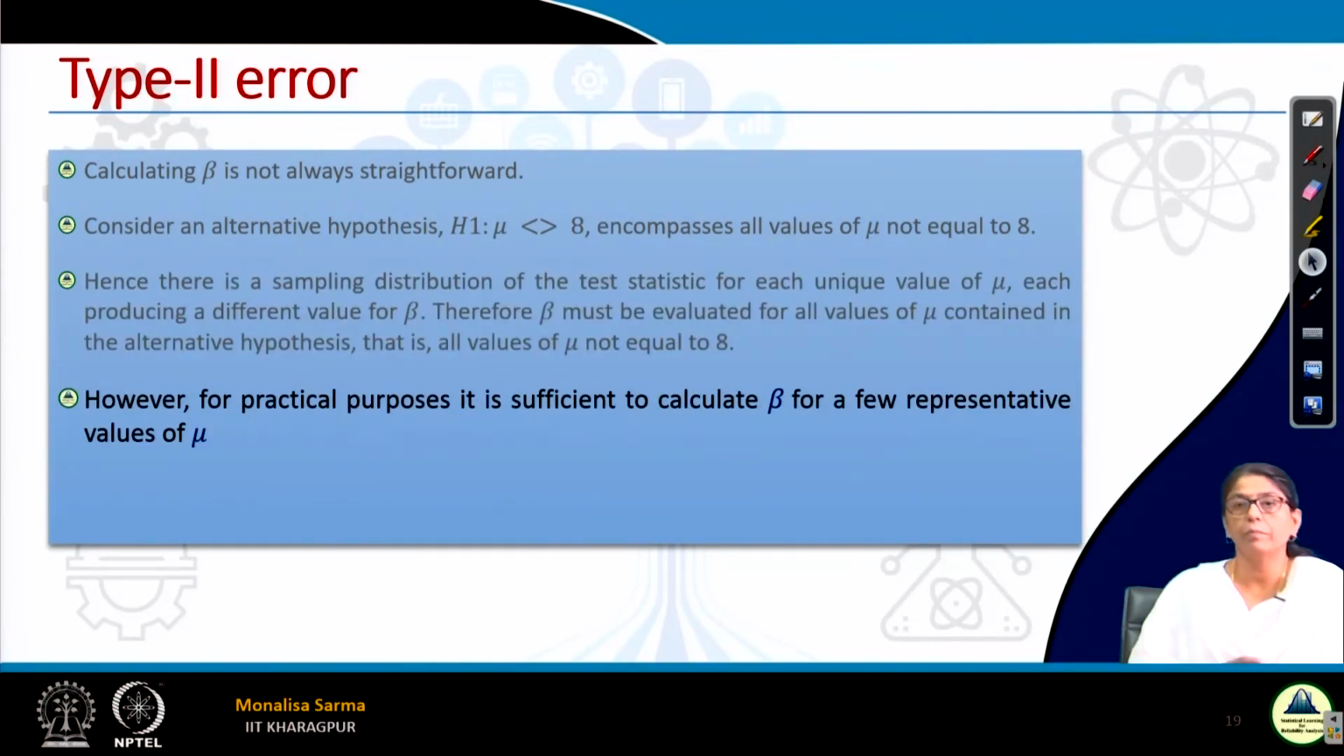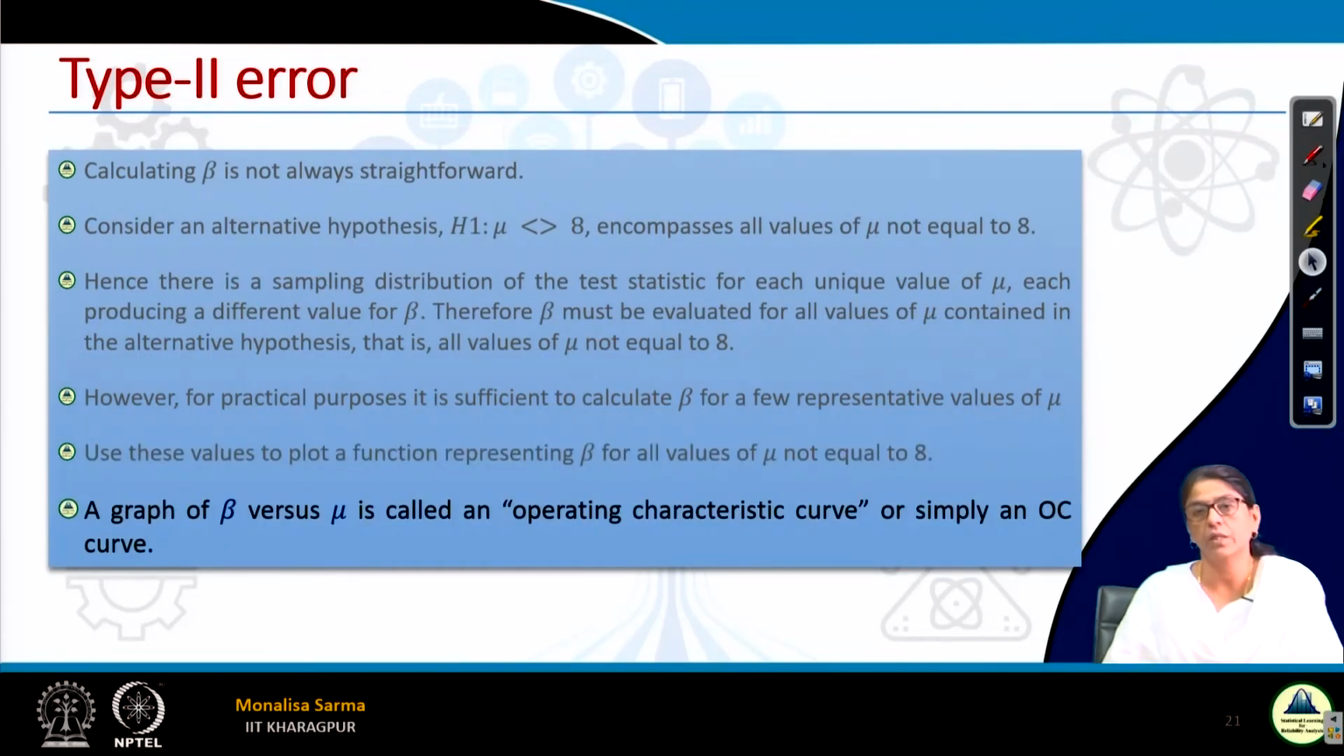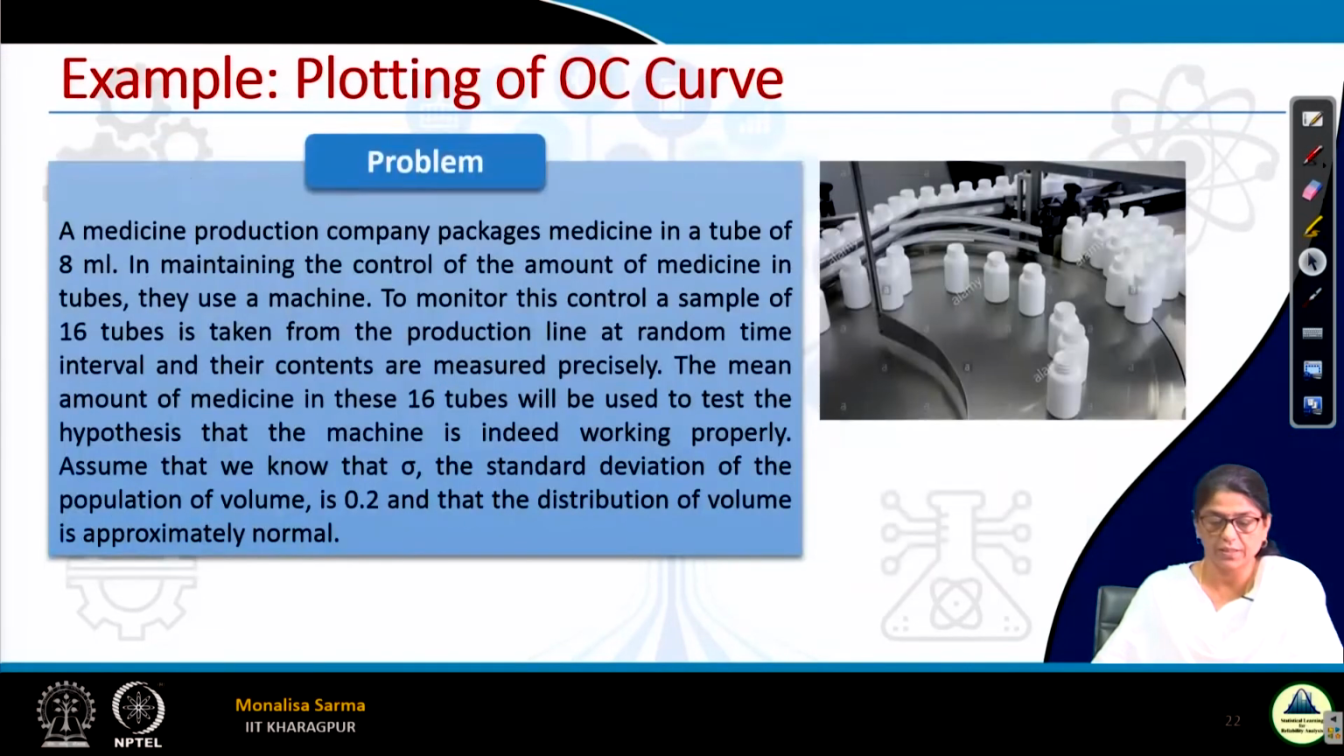However, for practical purposes, it is sufficient to calculate beta for a few representative values of mu. If we take a few representative values of mu, then it is sufficient to find the value of beta. Then for these different values of mu, whatever beta we get, we can plot this, and what we get by plotting is called an operating characteristic curve. So we'll see what an operating characteristic curve is. We have again taken the same example to plot the operating characteristic curve.